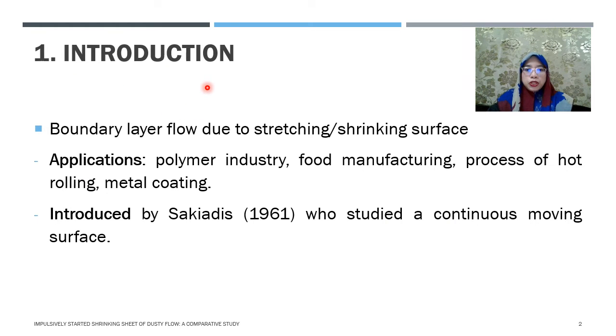For the introduction, this research involves boundary layer flow due to a stretching or shrinking surface. This type of boundary layer flow has many applications, such as in the polymer industry, food manufacturing, the process of hot rolling, metal coating, and many others. This boundary layer flow was introduced by Sakiadis in 1961.